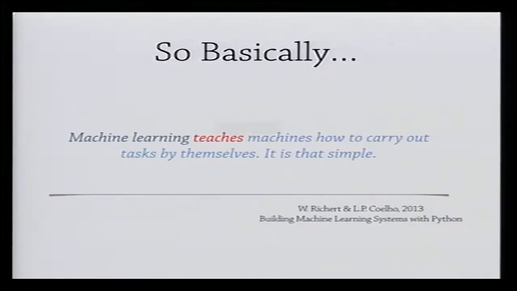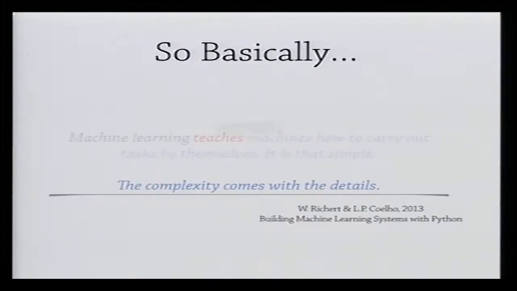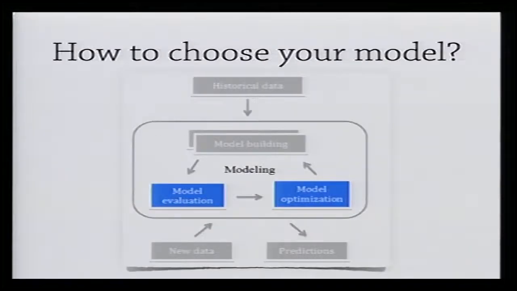So basically, another definition of machine learning is: machine learning teaches machines how to carry out tasks by themselves. It's that simple. And indeed, the complexity comes with the details. And in this talk, we're going to deal with this kind of details and try to see how we can deal with all the details we're asked to deal with.